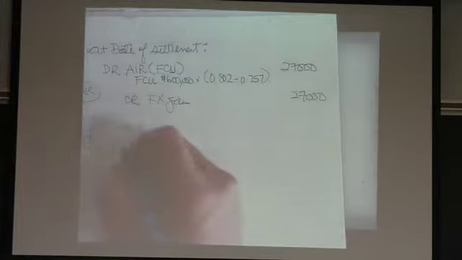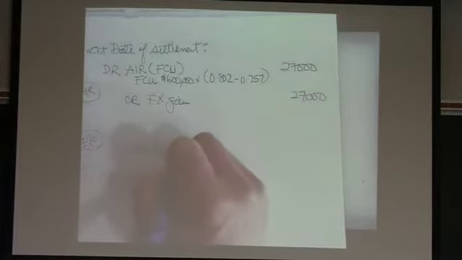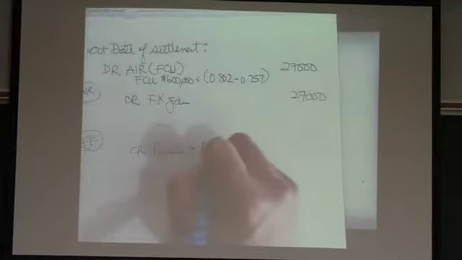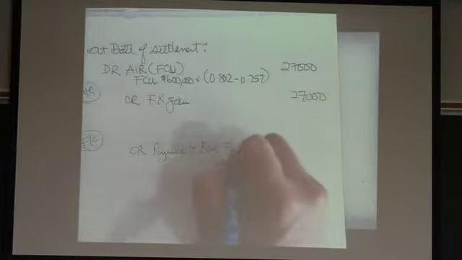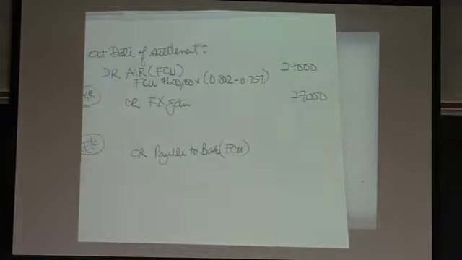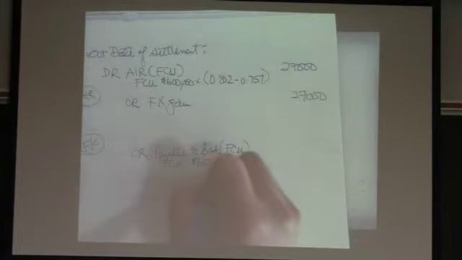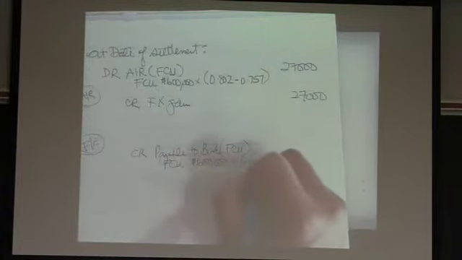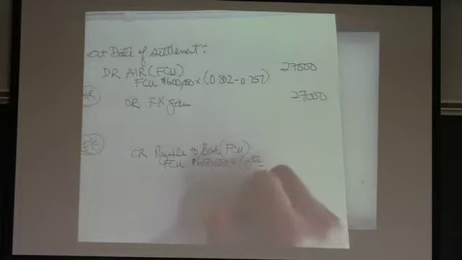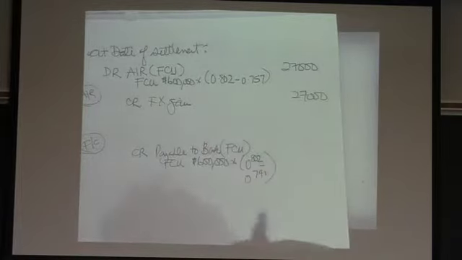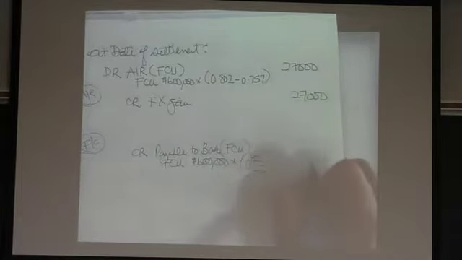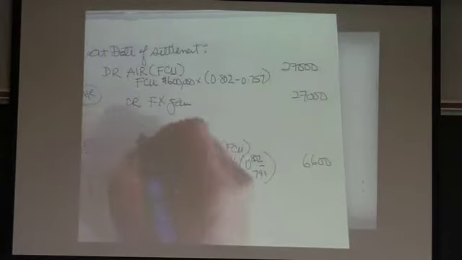And here, we're going to have a credit to payable to bank, and that is forward contract, 600,000 times the difference between 0.802 minus 0.791. And that gives us a $6,600 liability, and we've got an FX loss.